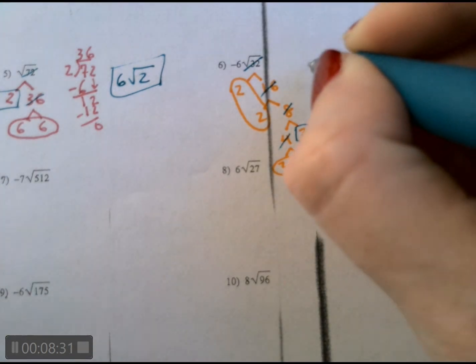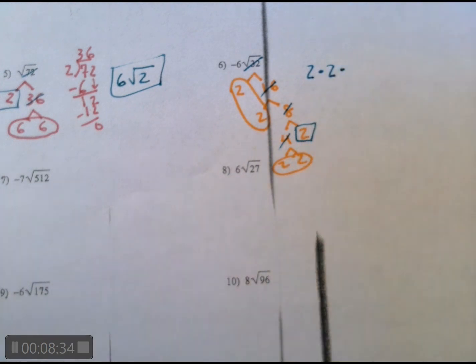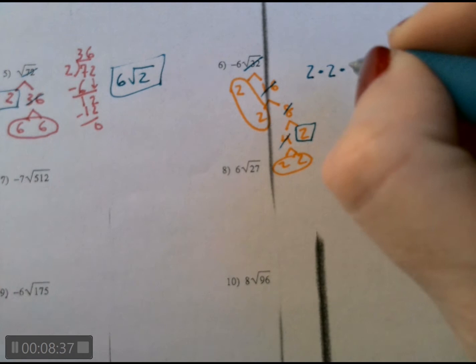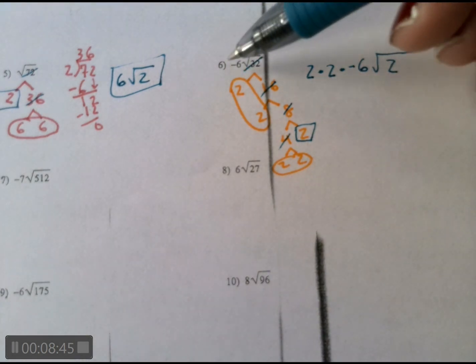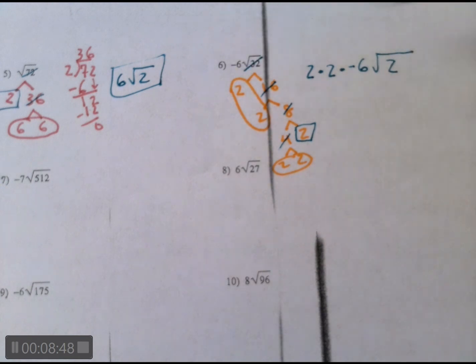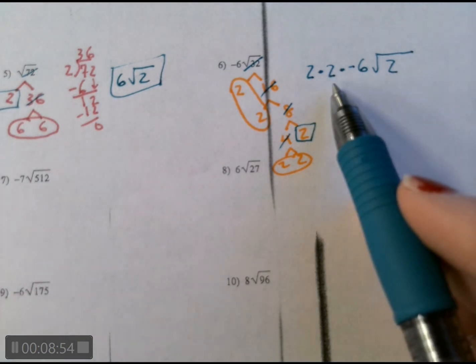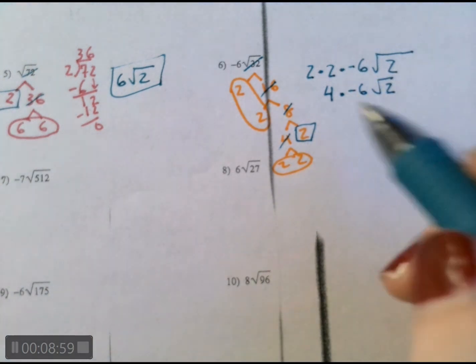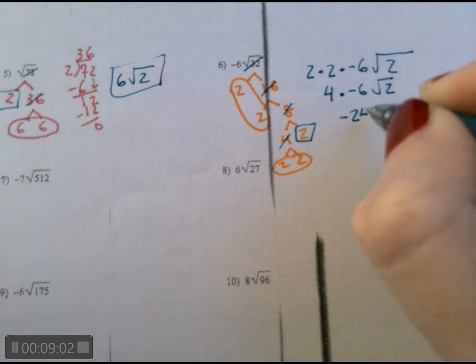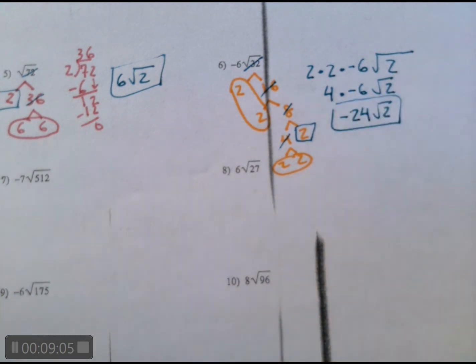And so then, I have 2 pairs of 2. So we're going to have 2 times 2 times our original number of negative 6 square root 2. That's all that this does. I got that negative 6 from right here, where it was originally, right beside the square root. Okay? So now we're just going to do 2 times 2 gives us 4 times negative 6 square root 2. 4 times negative 6 will give us negative 24 square root 2. Alrighty?